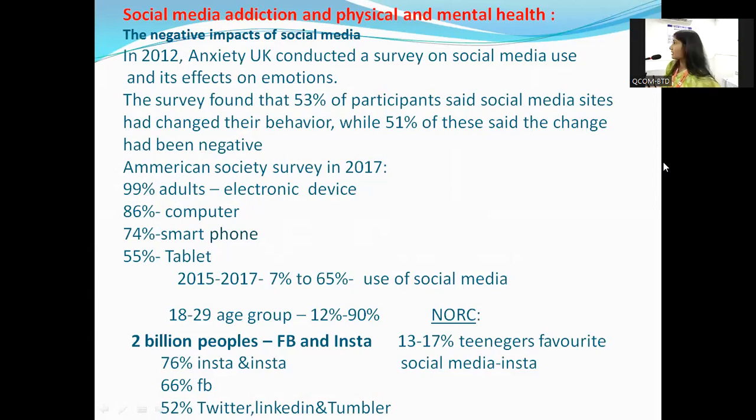There was a 7 to 5% increase in social media use in a two-year gap between ages 15 to 17. Besides this, 2 billion people use Facebook and Instagram regularly, and 76% use Instagram. There are challenges in this too: for teenagers, the favorite social media apps have become Facebook and Instagram.